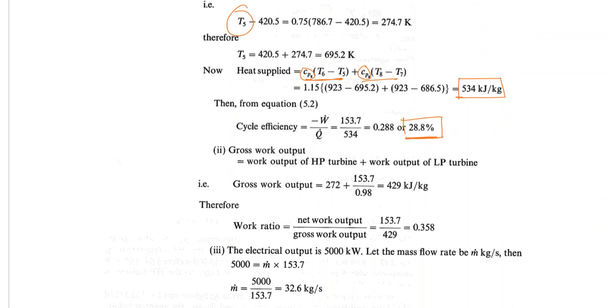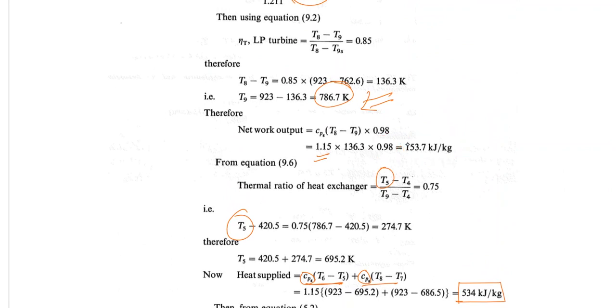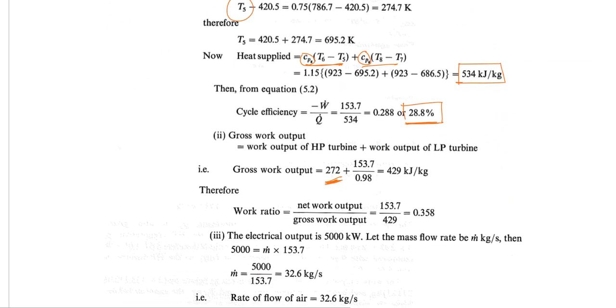Now the gross work, which is the total work done, would be 272, and that is the work done of the high pressure turbine and the work done of the low pressure turbine. We have already multiplied this with 98%, so just divide by 98% to get the actual work. So the gross work would be equal to 429. So 429 is my gross work.